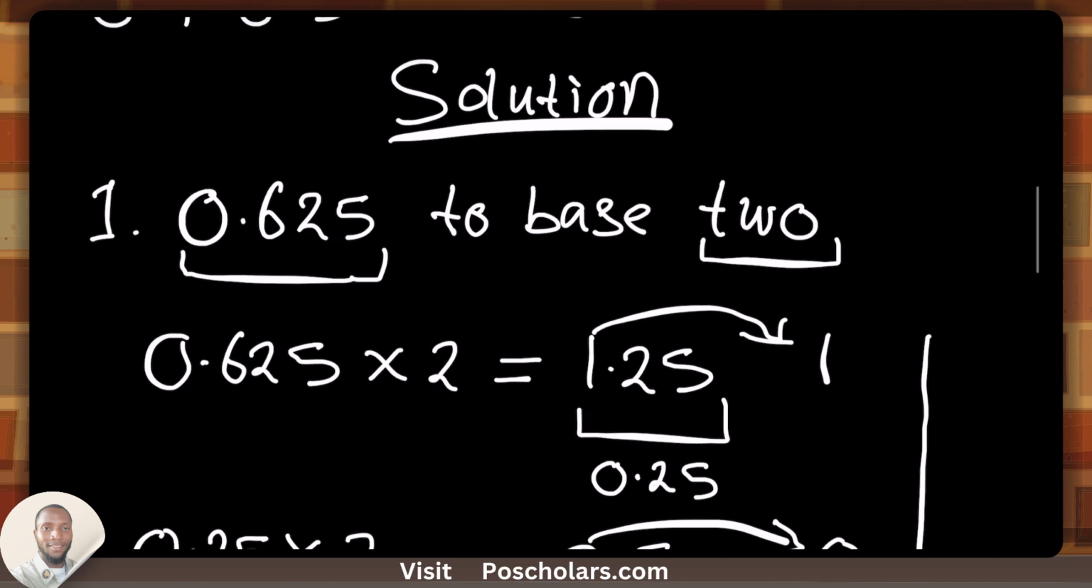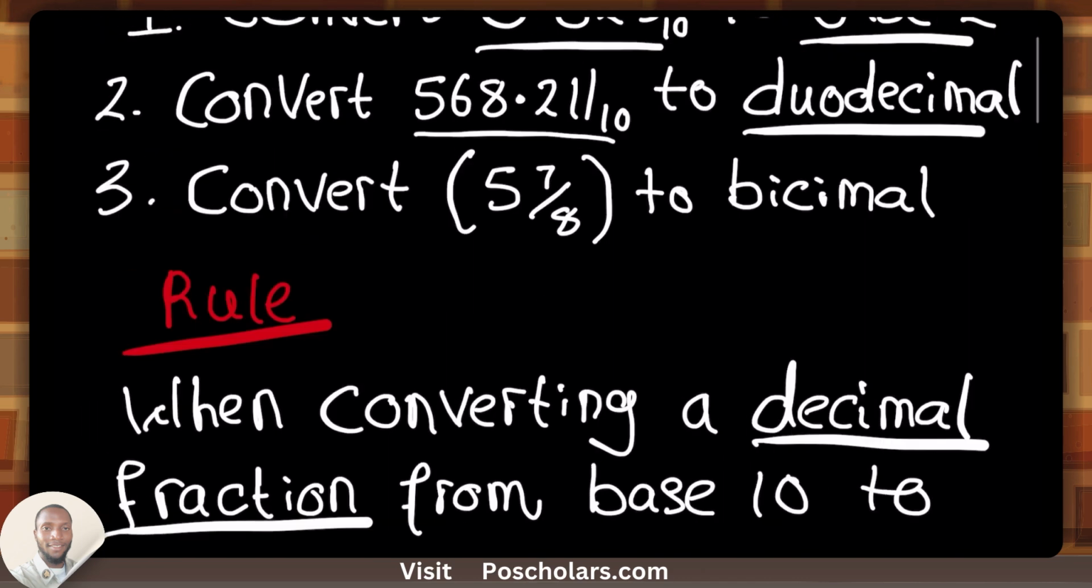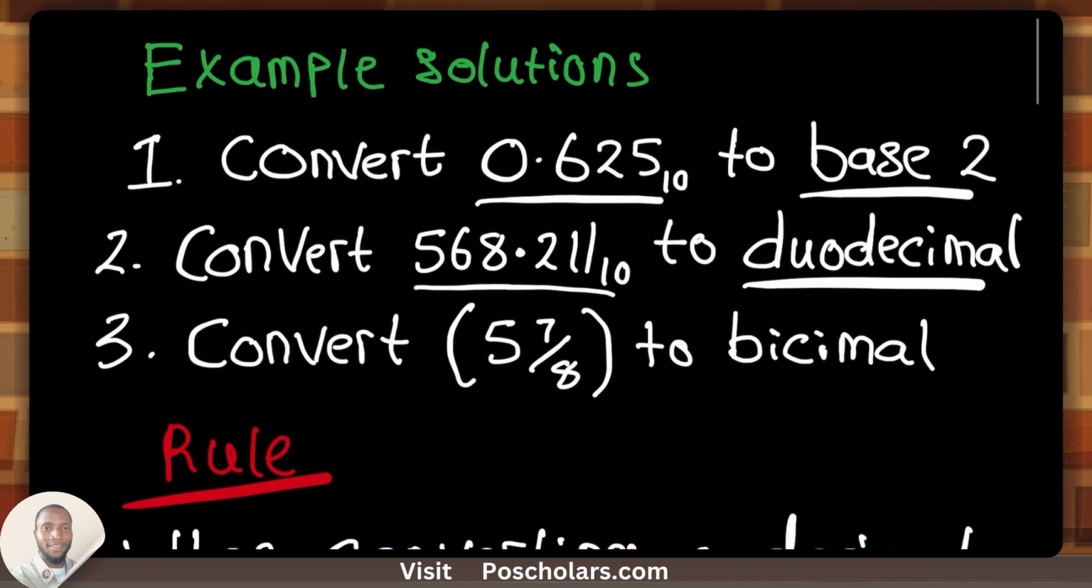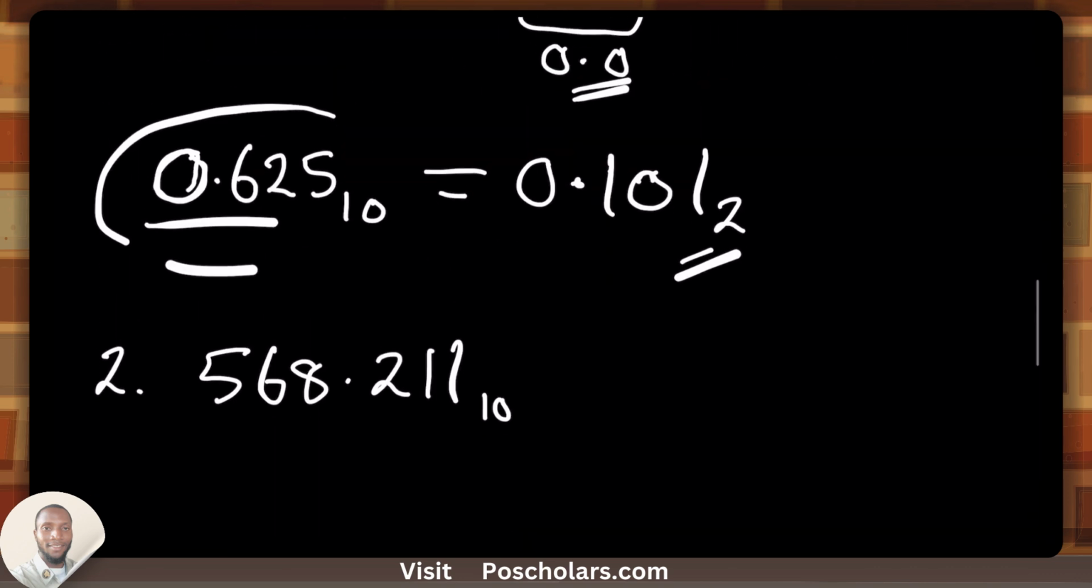Want to convert 568.211 base 10 to duodecimal. Take note, duodecimal here means base 12. Take note of that. So we want to convert 568.211 to base 12. Duodecimal and base 12 mean the same thing.